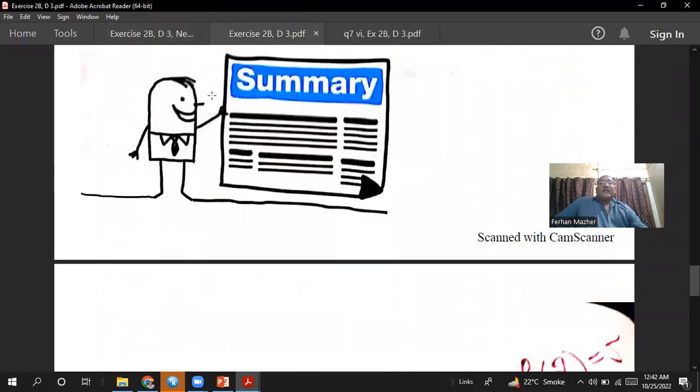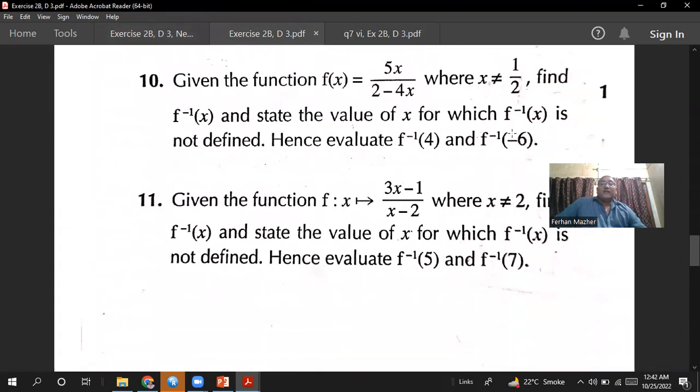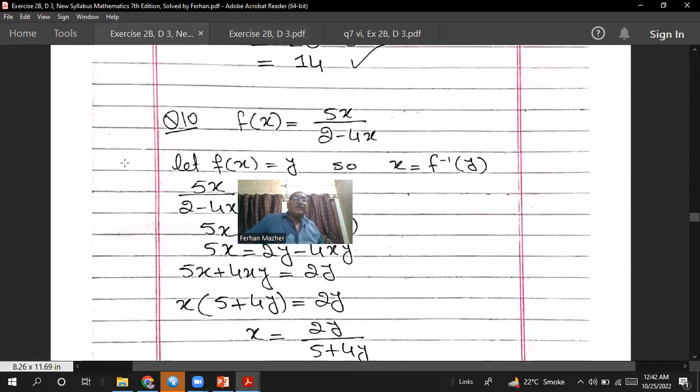Okay, so we are going to the next question, and the next question coming up on your screen is question number 10. It says, given that the function f of x is equal to 5x divided by 2 minus 4x, where x is not equal to 1 by 2, this function is not defined at x equals 1 by 2. Find f inverse of x and state the value of x for which f inverse of x is not defined. Hence, evaluate f inverse of 4 and f inverse of minus 6. So this is question number 10 coming up on your screen.